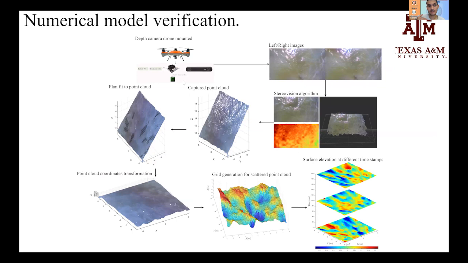I cannot say it's only images, but I can say it's a stereo vision algorithm. If you look at this slide, basically there are two cameras of the stereo vision camera, so you get the left image and right image. And from the left image and right image, you can estimate the disparity.